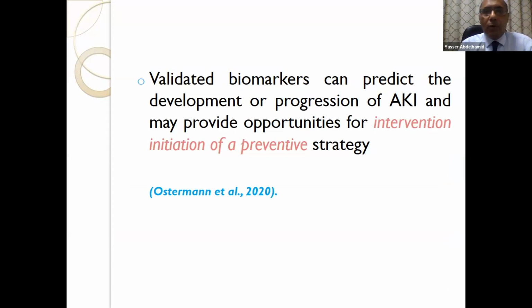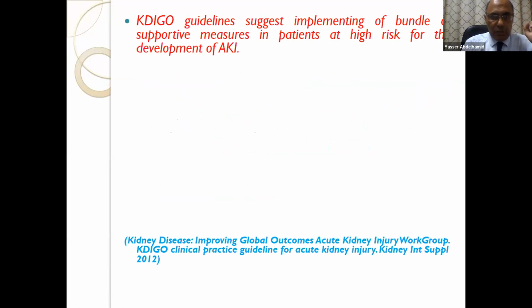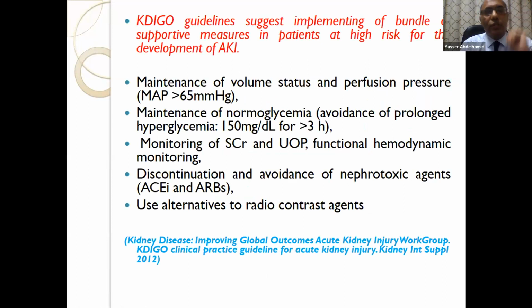These biomarkers need, of course, validation in multiple studies that they can do the job appropriately. In a study in 2020, it was found that validated biomarkers can predict the development or progression of AKI and may provide opportunities for initiation of a preventive strategy. So, biomarker followed by initiation of preventive strategy. And KDIGO recommends implementation of a care bundle for patients at risk, and these are the components of the care bundle.